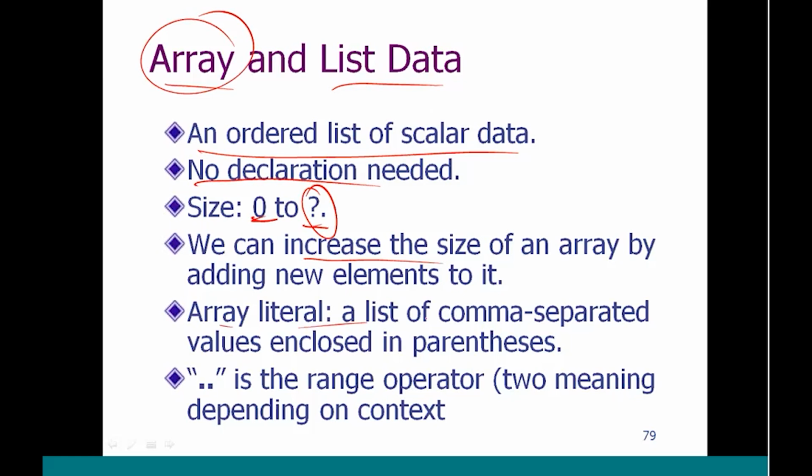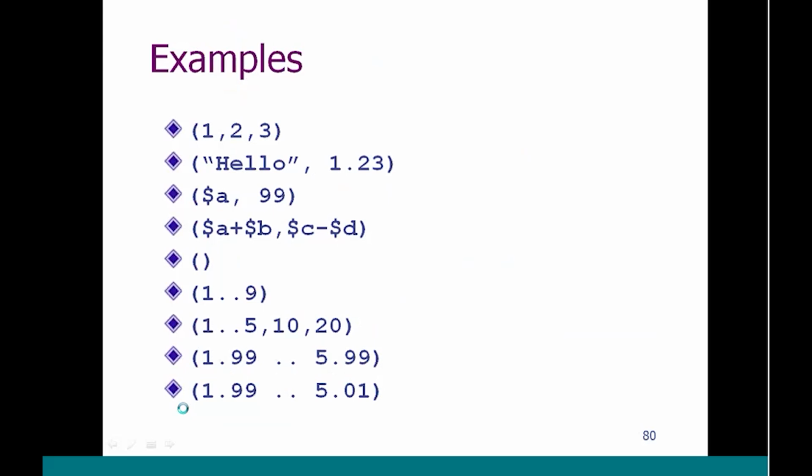The array literal is a list of comma separated values enclosed in parentheses. So we will see how to define an array literal. And then there are some special operators. One is this one, called the range operator. It has two meanings depending on the context, and we will see that. So let's first look at some examples of an array.